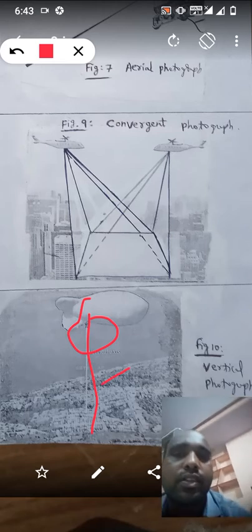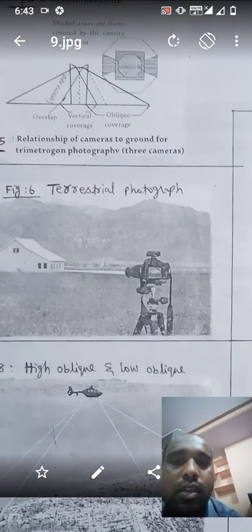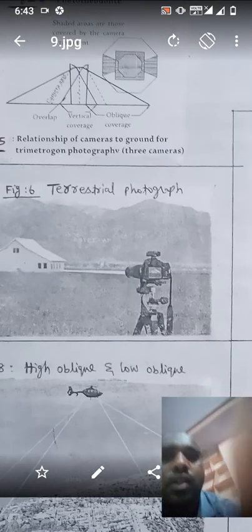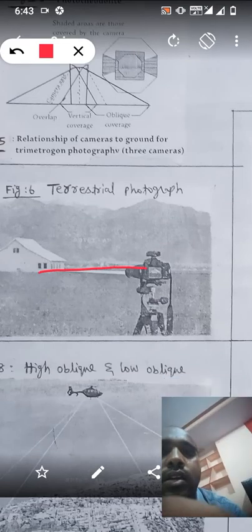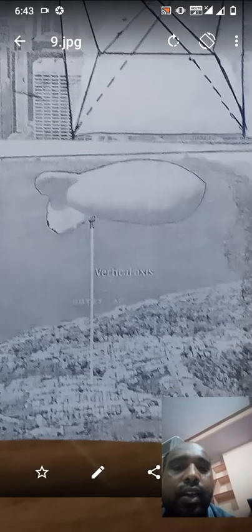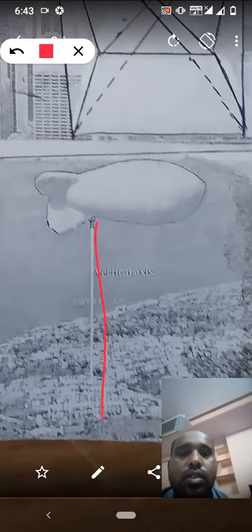In the previous topic, terrestrial, we saw that the axis of the camera is horizontal rays. In this horizontal rays we are seeing terrestrial. In this one we are seeing vertical rays. So this is vertical rays.